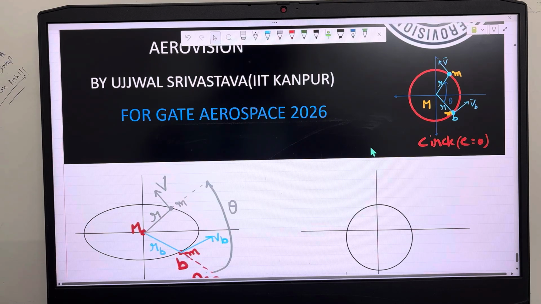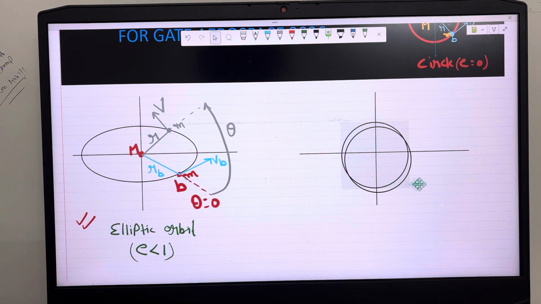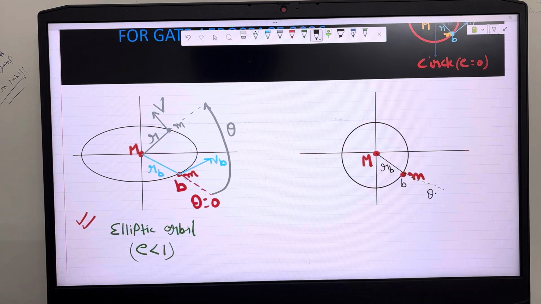So let us draw again. Same thing happening. This is your capital mass M, somewhere this is your small mass, right. Then this is your distance, burnout distance, you can say RV. This is a burnout point. From here we are measuring the angle, so theta is equal to 0 here.